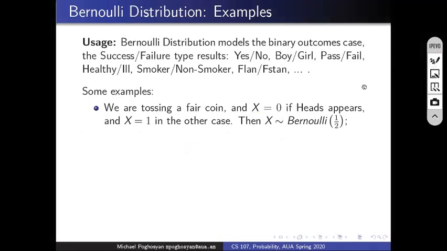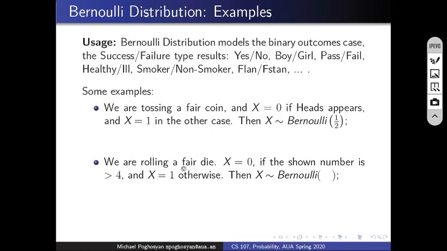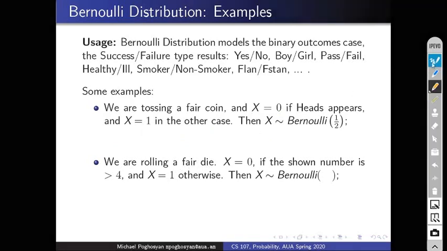Okay, moving forward, we are rolling a fair die. So fair die, x is 0 if the shown number is larger than 4, and x is 1 otherwise. So x is Bernoulli with some parameter. Why is it Bernoulli? Because x is taking only values 0 and 1. So let's see with which probability. The probability of having 1. So this is our p.